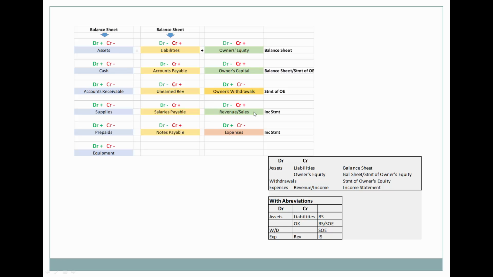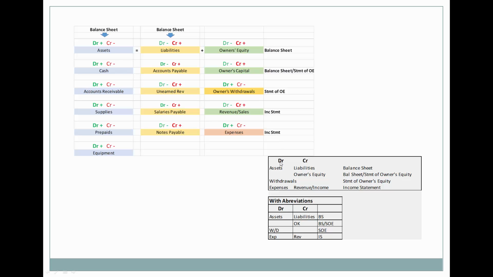Same thing for revenue and sales, which are only found on the income statement. They increase owner's wealth, and they increase with the credit. Now owner's withdrawals, which is only found on the statement of owner's equity, increases with the debit, which indirectly affects the credit balance in owner's equity. So owner's withdrawals increase with the debit, and expenses increase with the debit, and expenses are only found on the income statement.